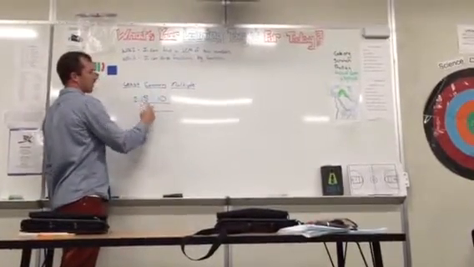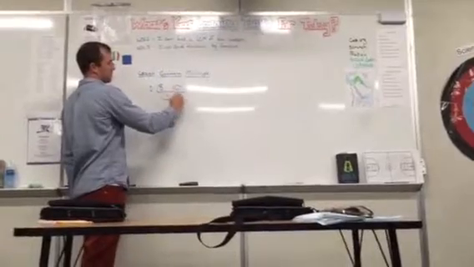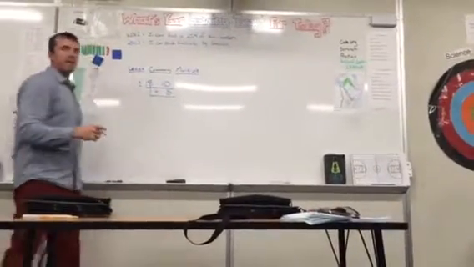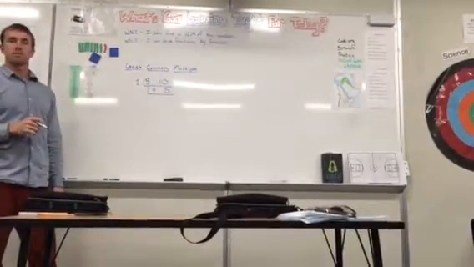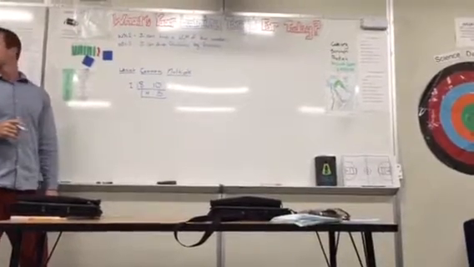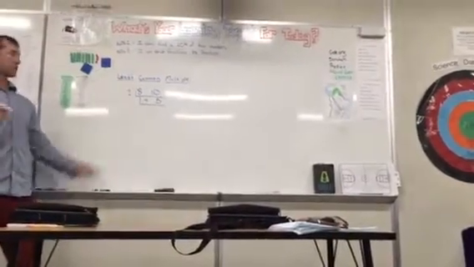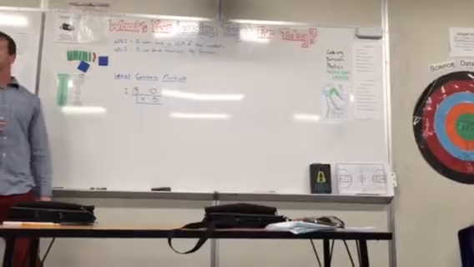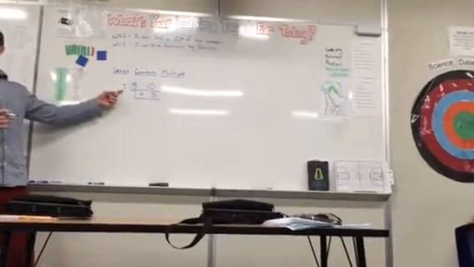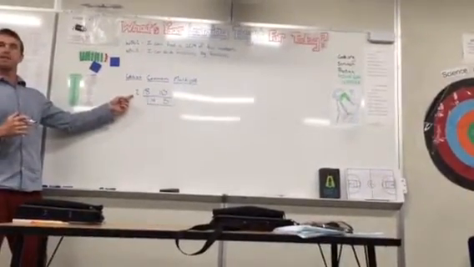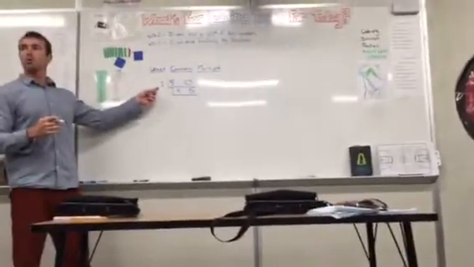I divide, what do I get? 4 and 5. What would my greatest common factor of 8 and 10 be? This is exactly how we do greatest common factor, isn't it? What's my greatest common factor? 2. That's my GCF.